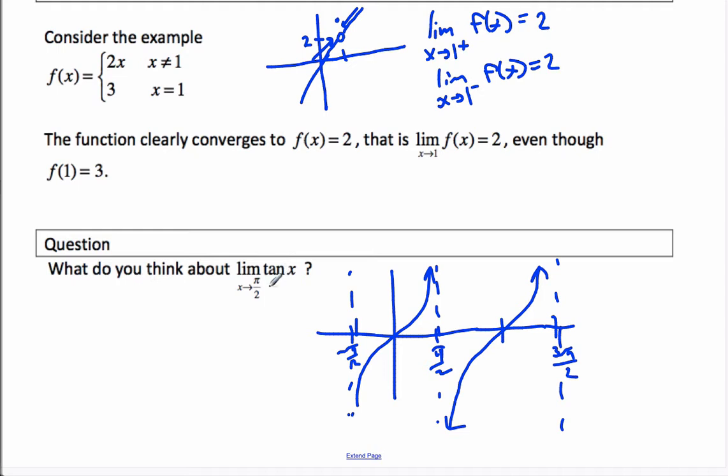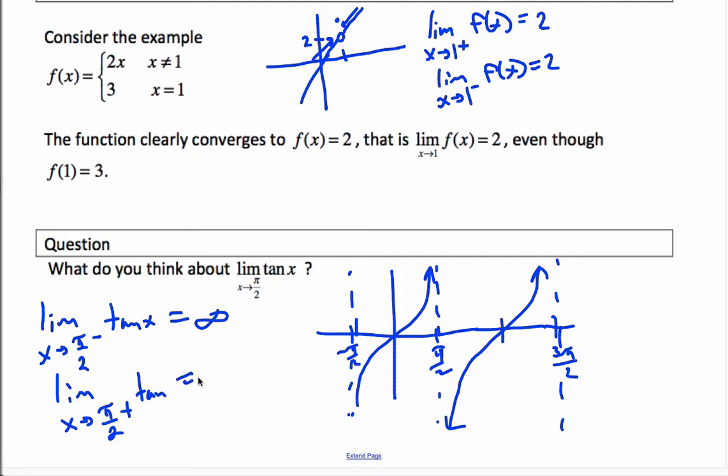But the limit in this case doesn't exist, because if you look at the limit as x tends to pi over 2 from the left, you put a negative up here, of tan x. So as you're coming from the left, it goes off to infinity. And as you go from the right, the function's going off to negative infinity. Okay, and those two limits are different.